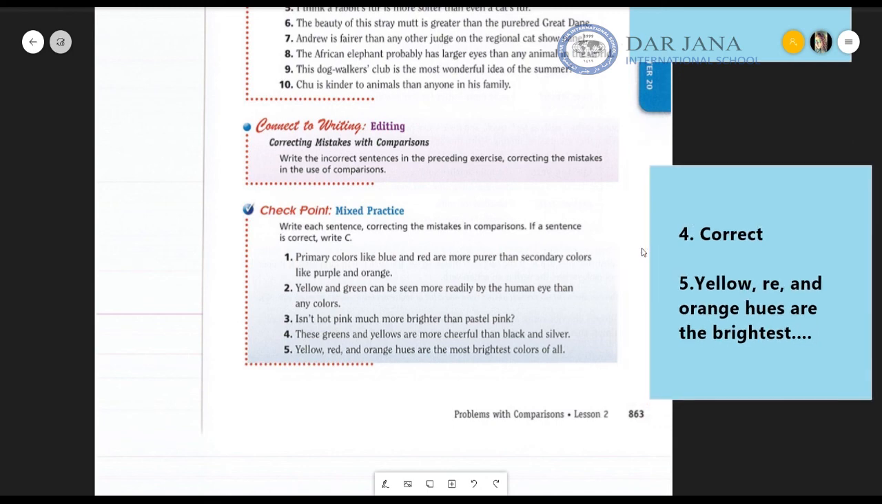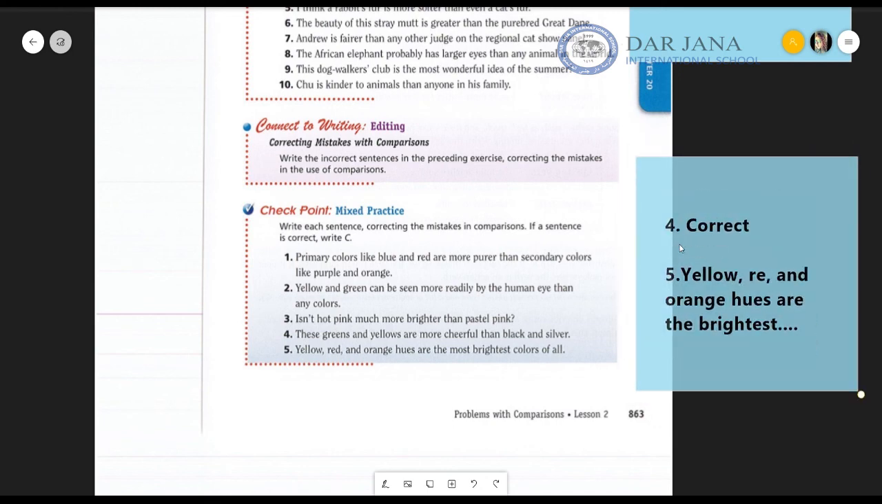Okay, so this is the lesson. I hope it was clear. We covered 3 different types of incorrect comparisons: the double comparisons, the illogical comparisons, and comparing members of the group to themselves. And we studied how we can avoid such comparisons and how we can fix such comparisons if encountered.